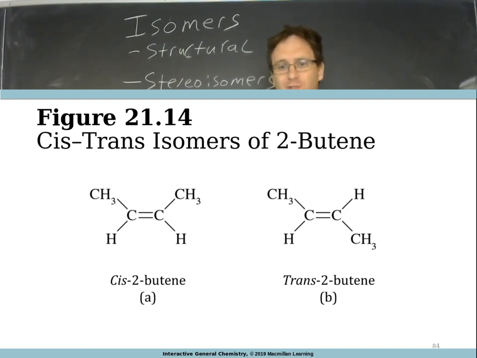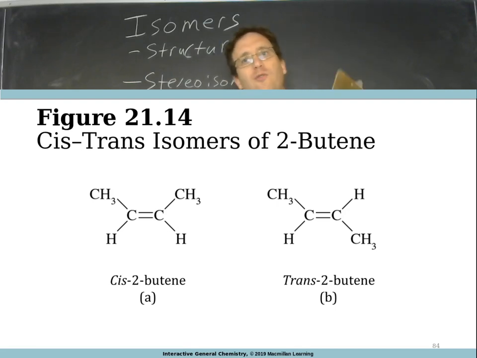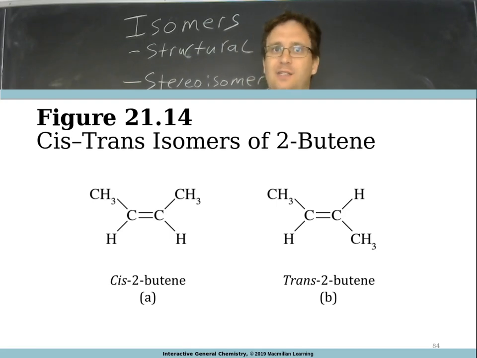You know, the first carbon is bonded to the second carbon, which is bonded to a hydrogen and the third carbon, which is bonded to a hydrogen and the fourth carbon. All of the atoms have the same bonding partners, but because there's no free rotation around that double bond, they can still be oriented differently in three-dimensional space. And so they make stereoisomers of each other, cis and trans.